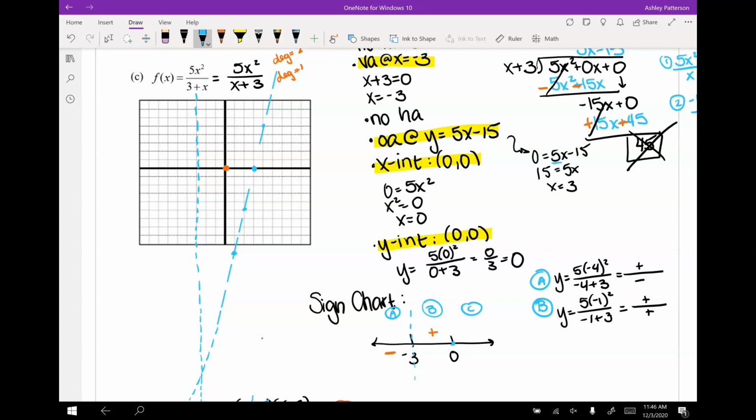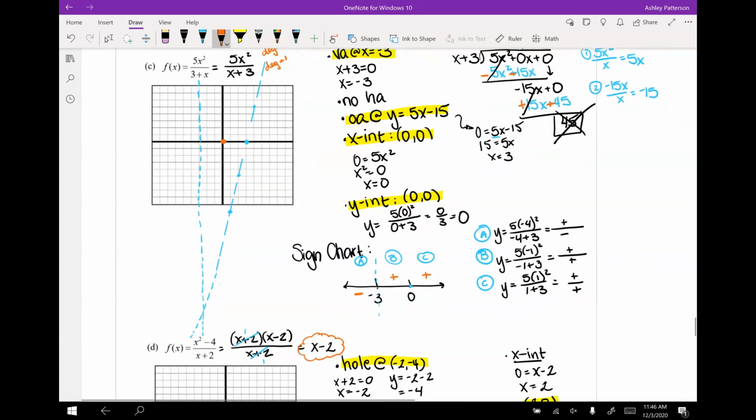To the right in region C, to the right of our x-intercept, let's use 1. So y is equal to 5 times 1 squared all over 1 plus 3. That gives us a positive over a positive. So this is also above the x-axis.